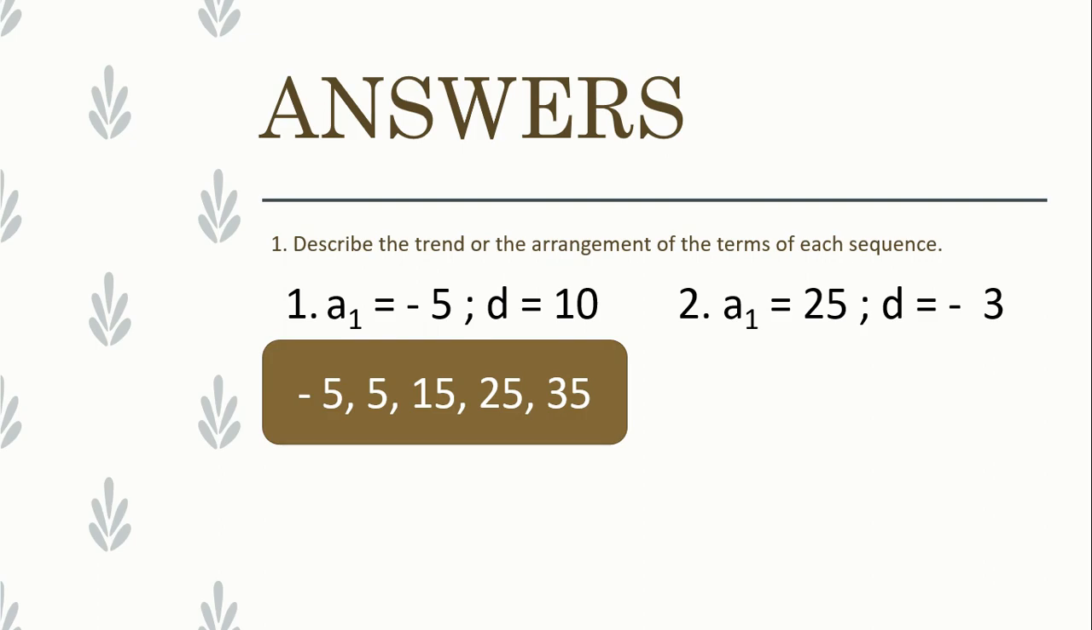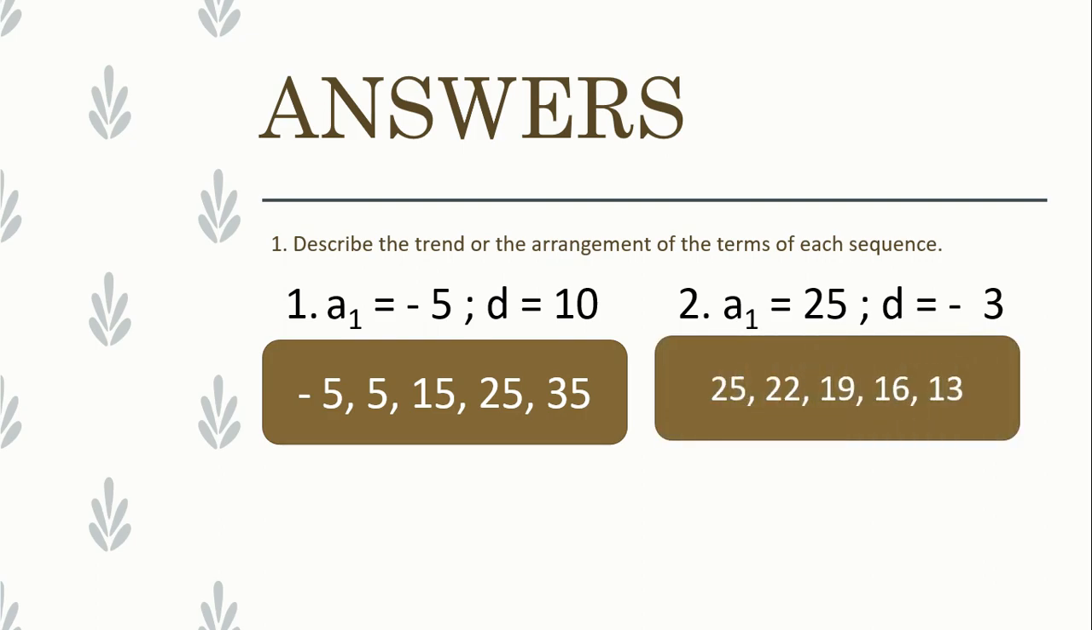Number 2, the first term is 25 and the common difference is negative 3, arriving at the first 5 terms of 25, 22, 19, 16, and 13. Can you now describe the trend or the arrangement of the terms of each sequence? As you can see, the first sequence is increasing in trend, increasing in its value, while number 2 is in decreasing trend, or as the terms progress, the value of the terms are decreasing.